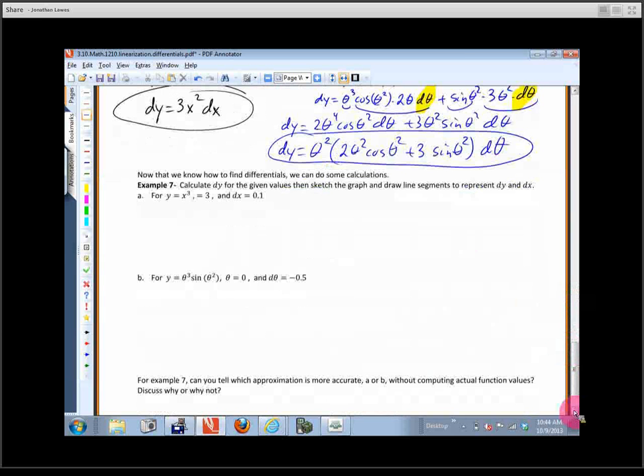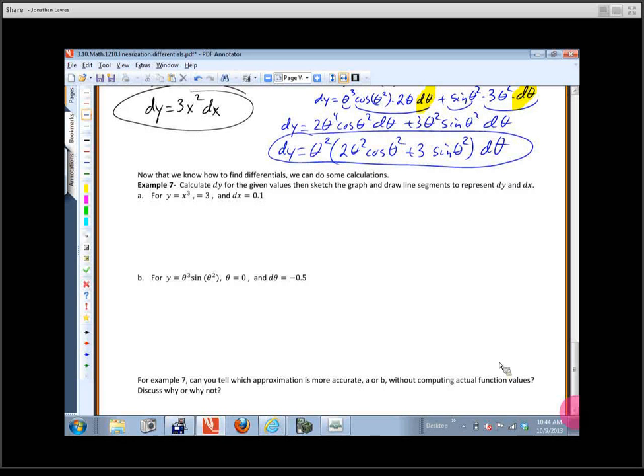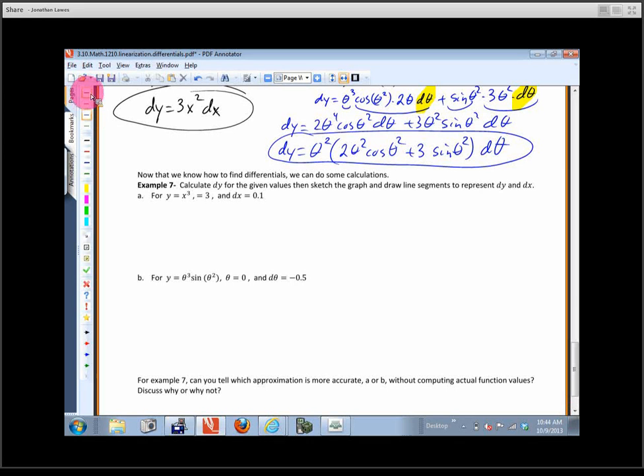Okay. You're going to need your calculators for this, at least a little bit. Hopefully this is mildly impressive. It says calculate dy for the given values and then sketch the graph and draw line segments to represent dy and dx. So this is y equals x cubed. So we want to find dy. Dy would be based on 3x squared and whatever dx is. So the difference in y depends on x and it depends on dx. So let's figure out what it is here. This is 3 times 3 squared, and this is 0.1. Throw that in your calculator if you would, please.